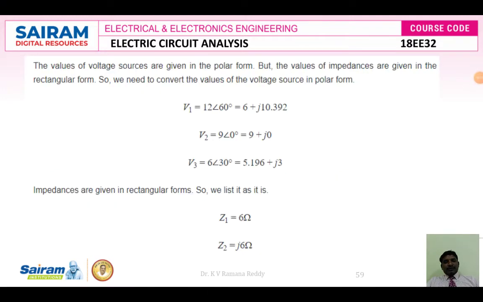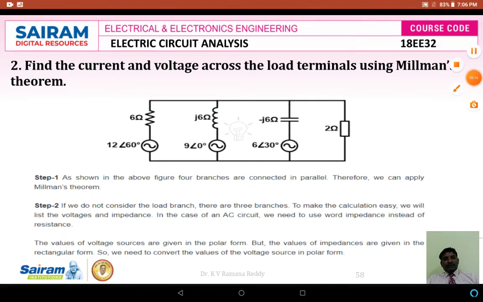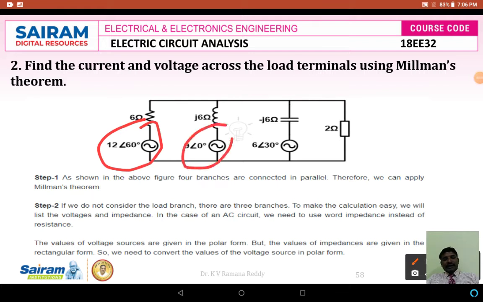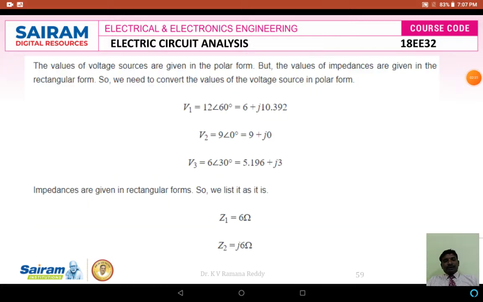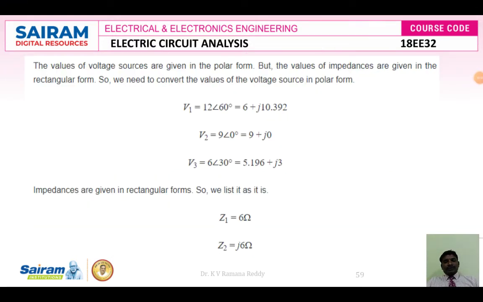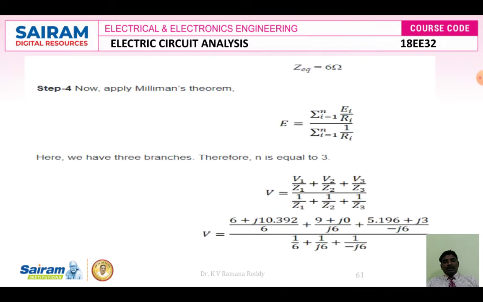First of all we have to write what V1, V2 and V3 are. From the given problem, V1 is 12 at an angle of 60 degrees, V2 is 9 at an angle of 0 degrees, and V3 is 6 at an angle of 30 degrees. Similarly, Z1 is 6 ohms, Z2 is 0 plus j6, and Z3 is 0 minus j6. Now we have to substitute these values in the formula to find the overall voltage V.